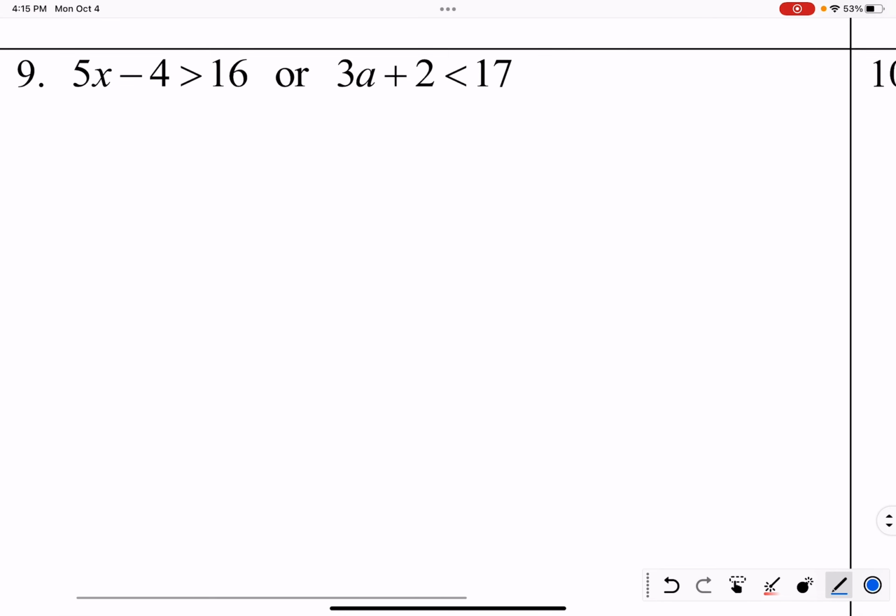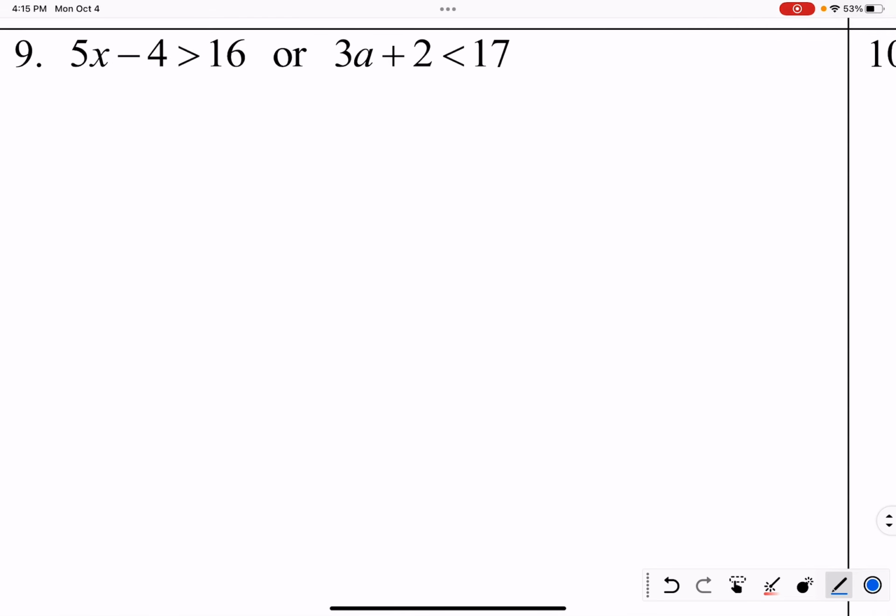Number 9. So in number 9, we've got a couple of situations happening. Actually, no. So in number 9, this is supposed to be an x. Yeah, I think that's just a typo. All right. Let's see. Let me just make sure. Yeah, that's supposed to be an x there. Okay, or you could turn that into an a, but they're supposed to be of the same variable. That's the idea. So I'm just going to change that to be an x.